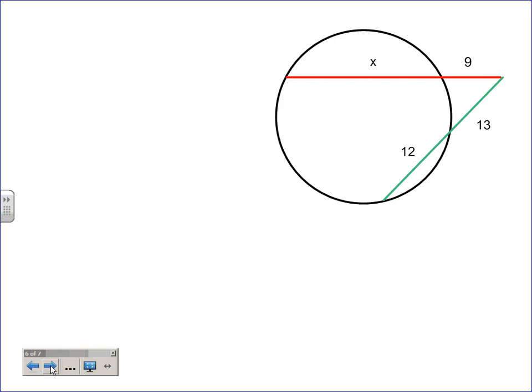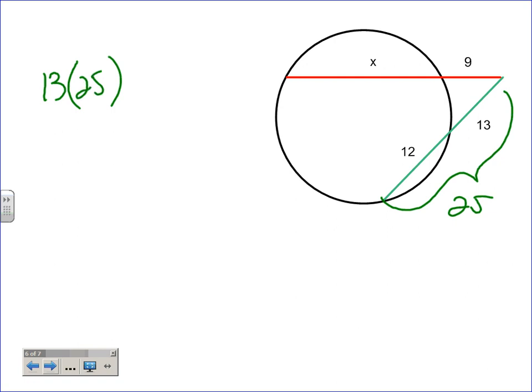These hit outside, so let's do the green one first. For the green one, what do you think? Should I take 13 times 12? No. Should I use the 13? Yes, that's the outside portion is 13. What do I multiply it by? Why 25? It's the whole thing. And I wrote 24 for some reason. Times 25, as I've been told.